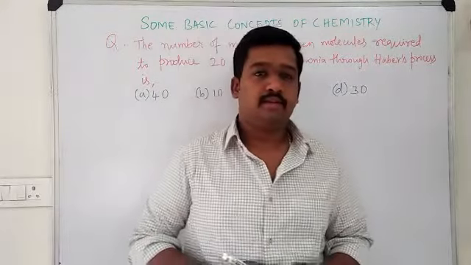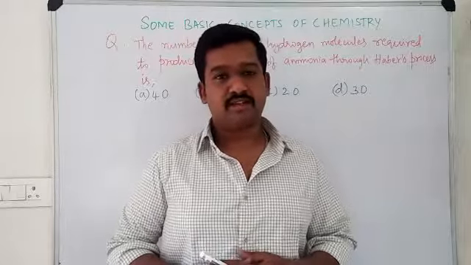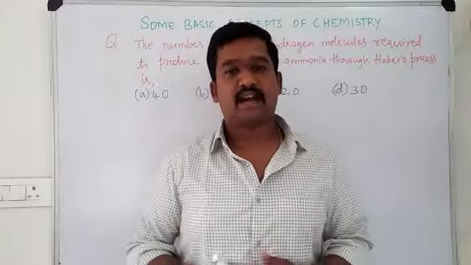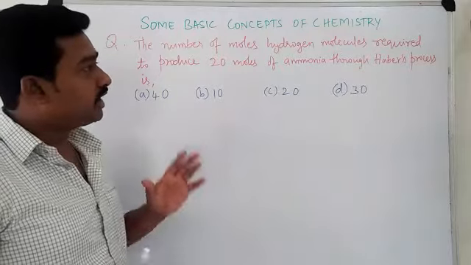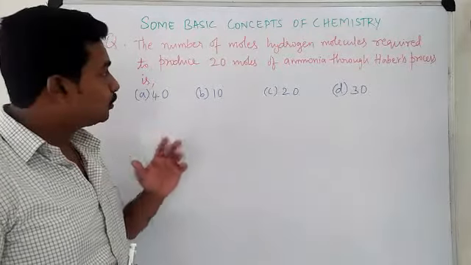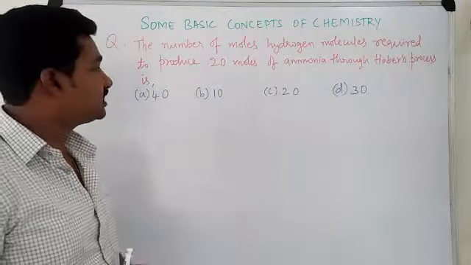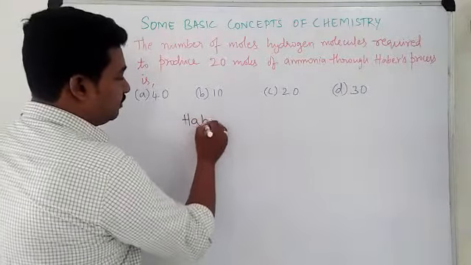Hi, in this video I am going to solve some of the questions asked in previous year's NEET exams. Let us start. First question is: the number of moles of hydrogen molecules required to produce 20 moles of ammonia through Haber's process is. Okay, let us recall what is Haber's process.